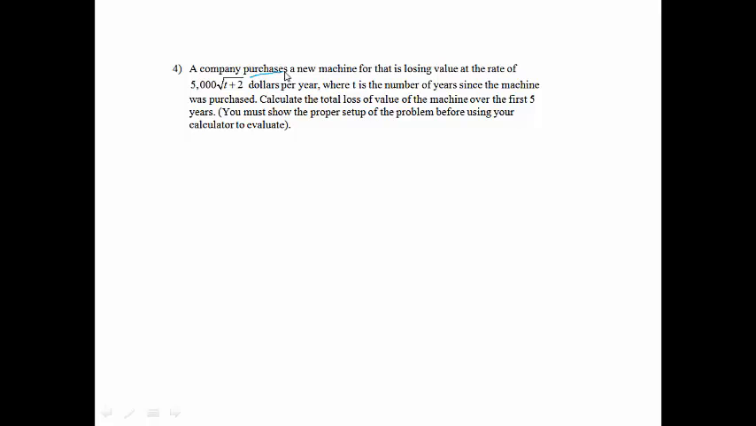All right, I am at dollars per year right now, and if I want to calculate a total loss, I'm just looking for dollars, so I don't want the per year anymore. So to get from a rate back to just dollars, I know that I need to take the integral. It's going to be over the first 5 years, so from year 0 to year 5, and the function that I will be taking the integral of is 5,000 square root of t plus 2 dt.